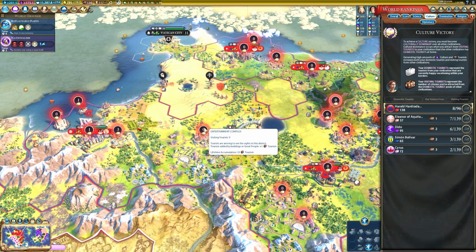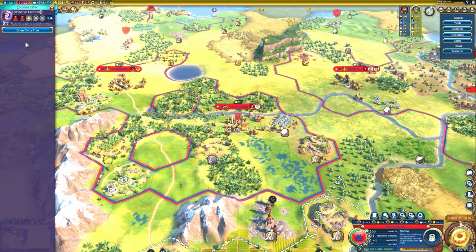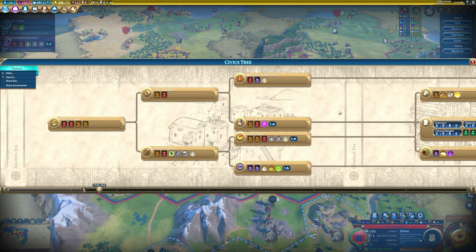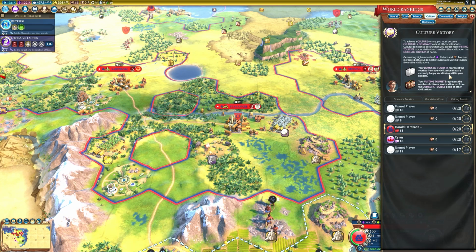Last, we'll talk about culture. Culture is another one of these dual purpose resources. It creates tourists, which are needed to win a cultural victory, and is used to unlock civics from the civics tree. On the cultural victory side, this is by far the most complicated of victory types to achieve, and the game doesn't offer help with any real explanations of what's going on.